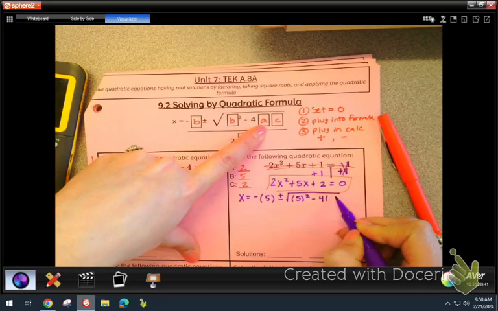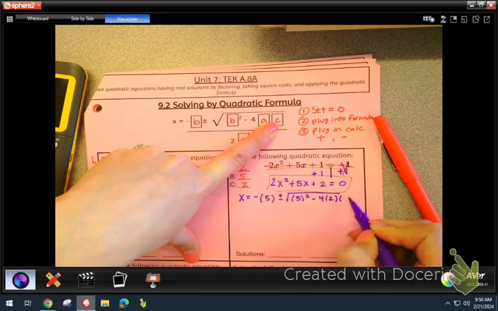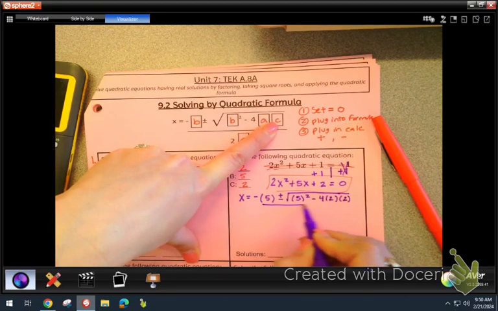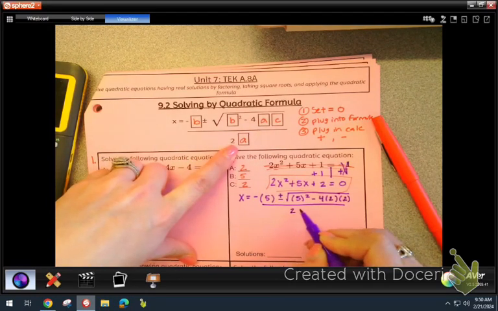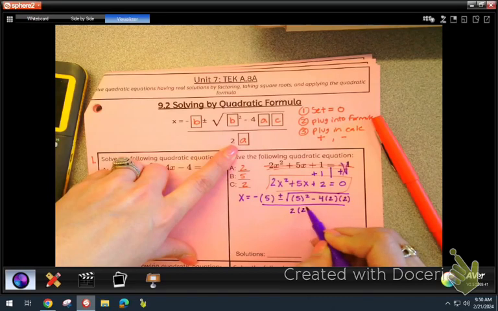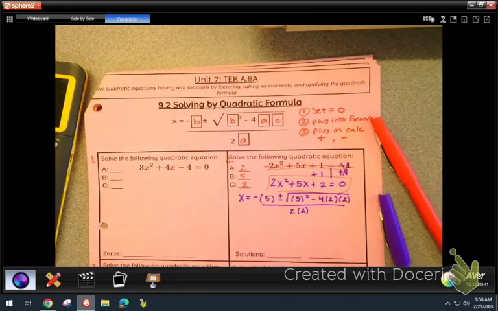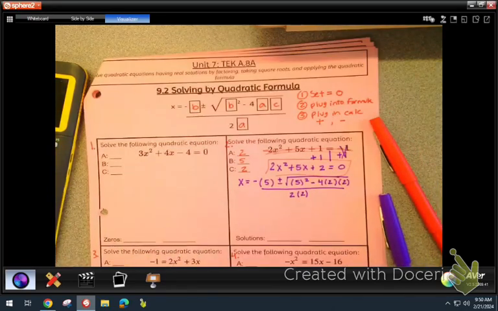4 times (2)(2). This is a big 2. Not 2 squared, no, 2 times 2. It's a lot to write down. It's much nicer when we leave the little framework for you.